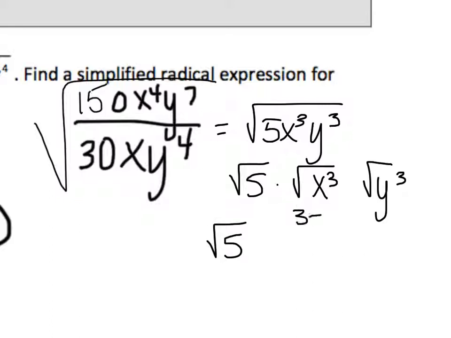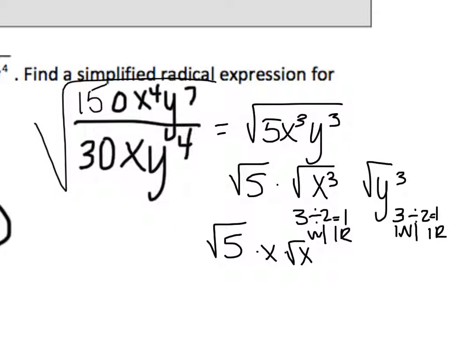5 can't be broken down, so that's just the square root of 5. 3 divided by 2 is 1 with a remainder of 1. So you've got an x that comes out and an x that's left over. And same thing with y to the 3rd. 3 divided by 2 is 1 with 1 remainder. So you have a y that comes out and a y that's left. So your final answer would be xy square root 5xy.